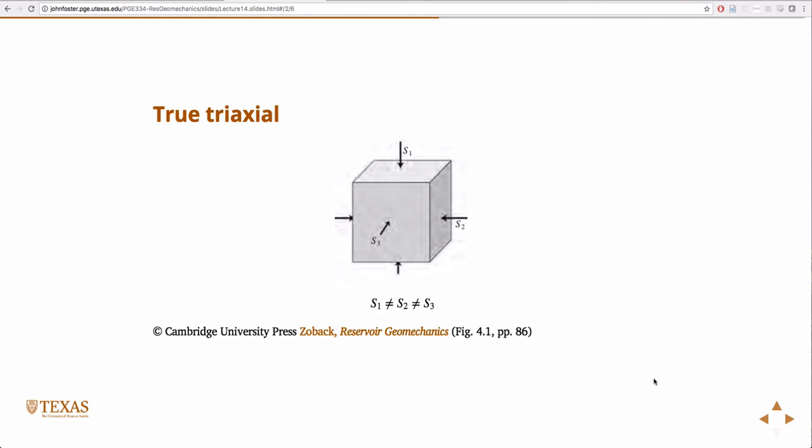These are the most rare of experiments, because there's very little standardized equipment that can do these tests. But this is the true triaxial test. In this case, you can actually vary S1, S2, and S3, so you have some type of load frame that can apply loads in all three directions. These are pretty hard tests to do, because the equipment is demanding.